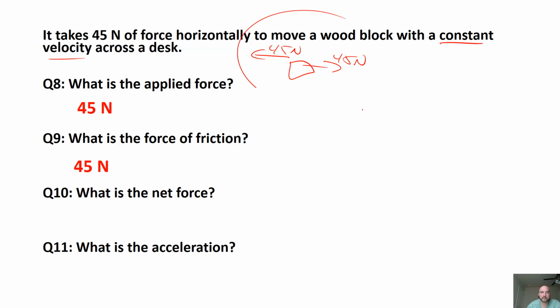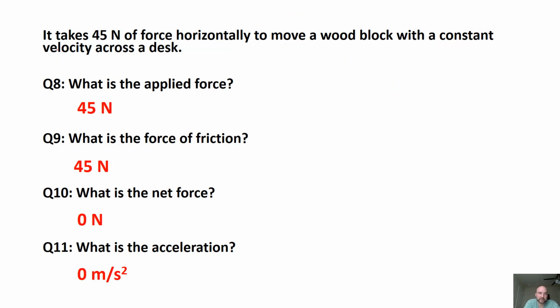What's the net force? If you take a look at these, they're in opposite directions, so you're going to have 0 net force. And net force causes acceleration, so if you have 0 net force, you are going to have 0 acceleration as a result, so 0 meters per second squared.